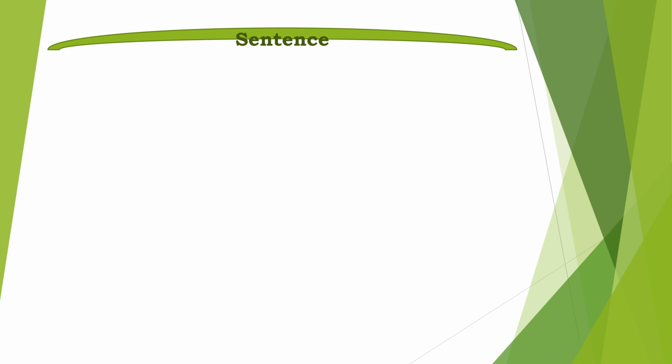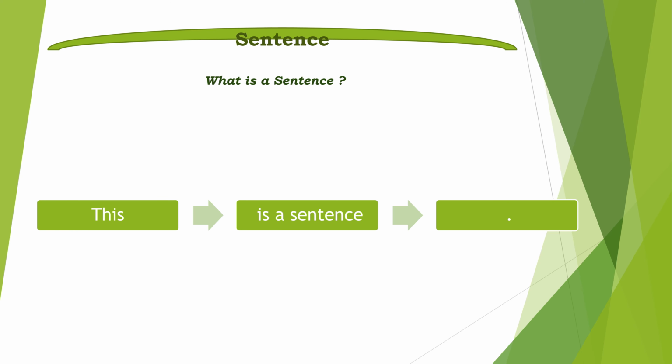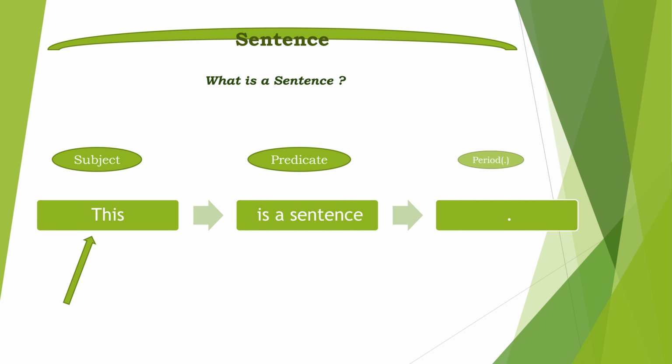To continue with our learning about what is a sentence, let's have a look at various parts of speech it consists of. Let's look at an example. In this example, we see there is a subject and a predicate. Predicate means a verb, an action. It begins with a capital letter and ends with a period. So, for a sentence, we need a subject and a predicate.